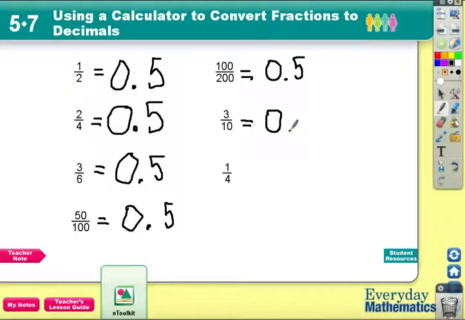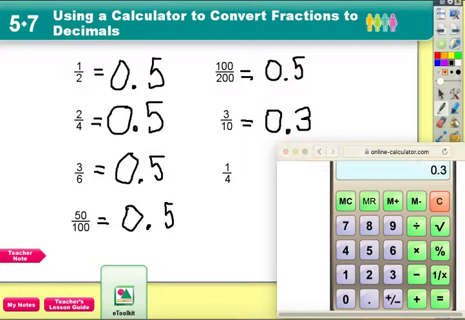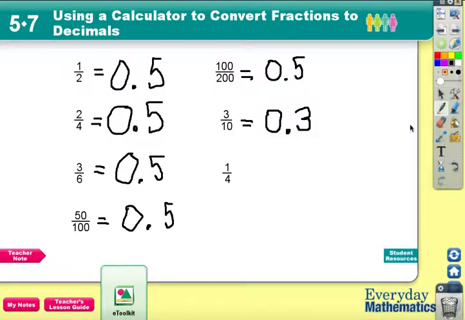Now here's your tricky one. What is the decimal of 1/4? Since we don't have a fourths place, we can go over to the calculator and do 1 divided by 4 and get 25 hundredths. So we're going to write 25 hundredths.